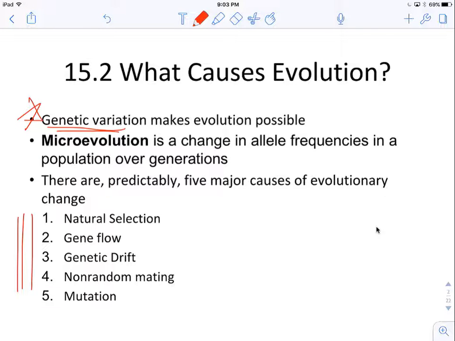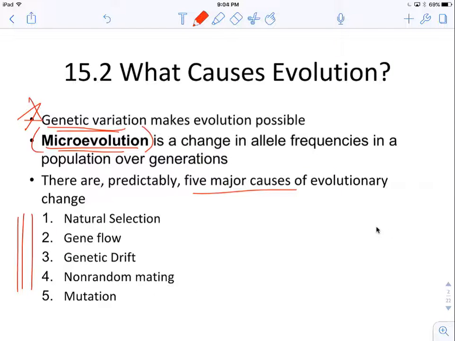Evolution is the change in allele frequencies in a population, and this is actually a special kind of evolution at a small, lower level called microevolution. Okay, so microevolution is what we're going to be studying in this screencast. And then the 5 major causes of evolutionary change basically violate those rules of Hardy-Weinberg genetic equilibrium.